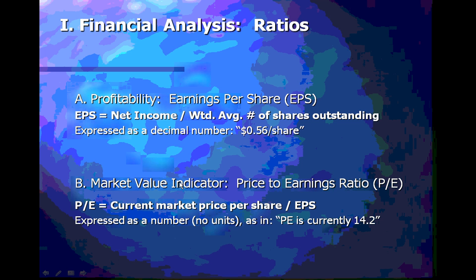The other one is a market value indicator, the price to earnings ratio. If you recall, that is simply the current market price per share of one share of stock divided by earnings per share. Since this is dollars per share divided by dollars per share, there are no units, and the PE is just a ratio. In other words, you might hear someone say the PE is currently 14.2. That's just a ratio, no dollars, but it tells you a lot about the relative price of the shares compared to their earnings. Very, very good measurement and a good indicator of whether to buy or sell a stock.